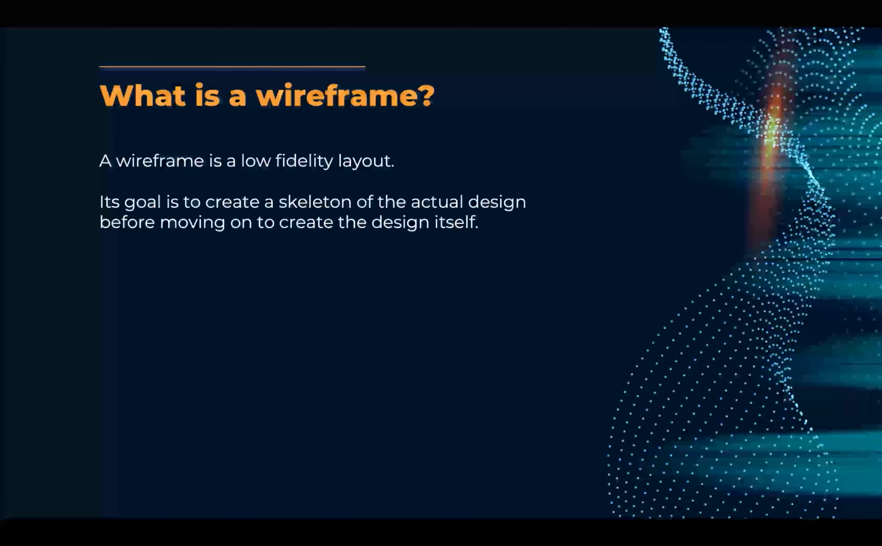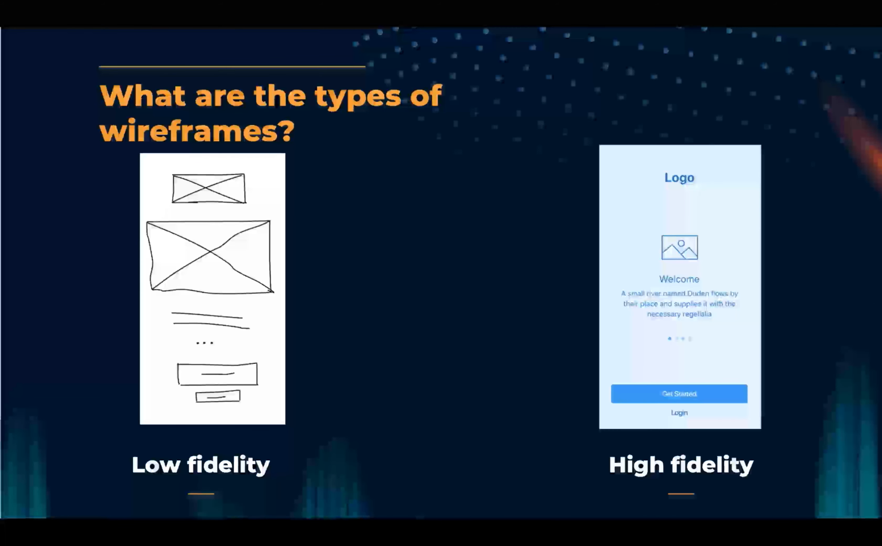Now, let's move on to wireframing. What's a wireframe? From earlier, we mentioned that a wireframe is a type of low fidelity prototype. So it's a low fidelity layout. That means it doesn't have a lot of details. It just has the basic information needed to figure out how the app is going to look. It deals with structure and functionality rather than visuals or how it's supposed to look. So its goal is to create a skeleton of the actual design before moving on to create the design itself.